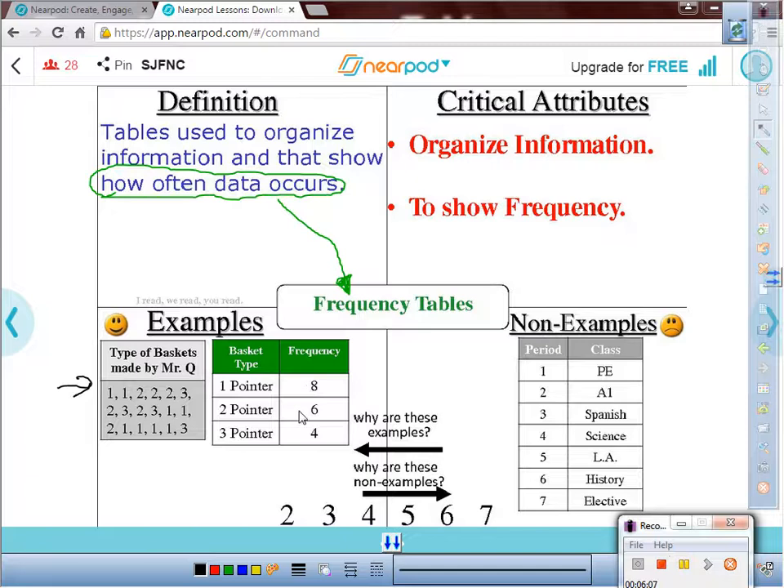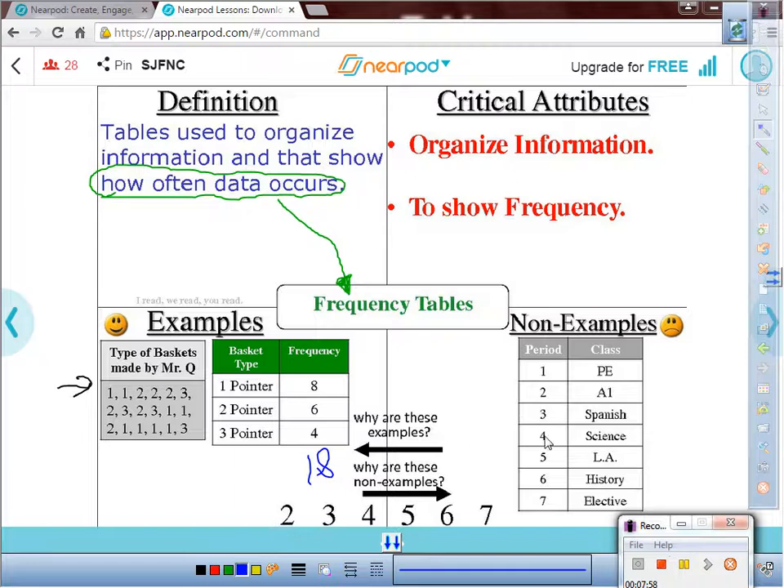Yeah. So what other thing can we conclude from here? Can we tell how many baskets I made in total? Yes, by adding all of them, right? What is 4 plus 6? 10 plus 8, that's 18, so that would be a total of 18 baskets.